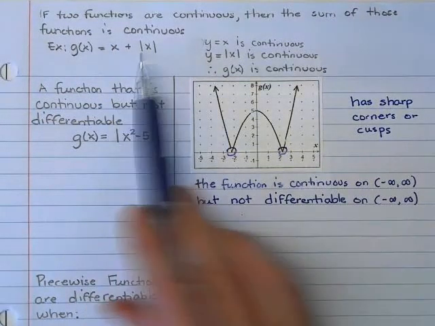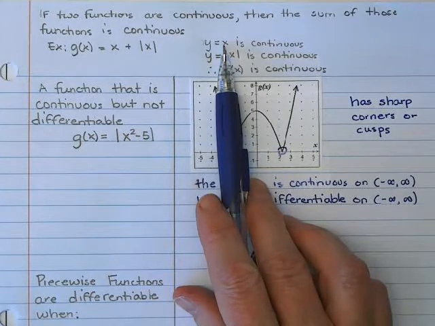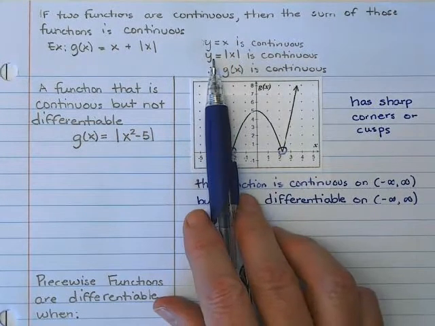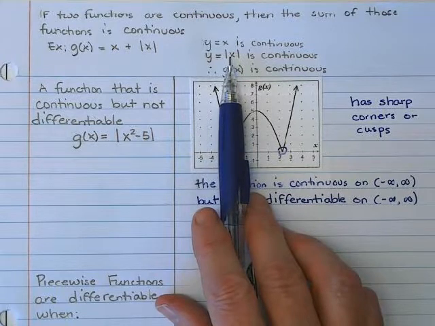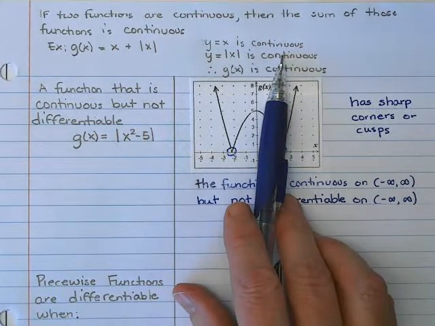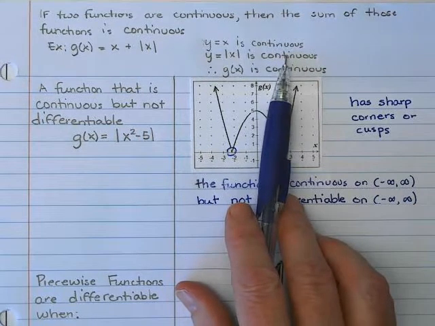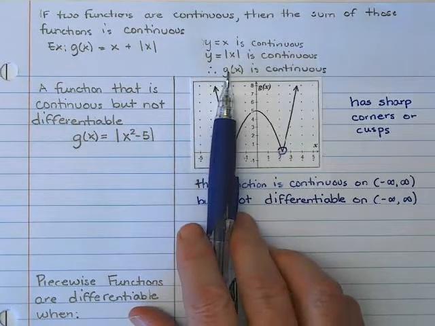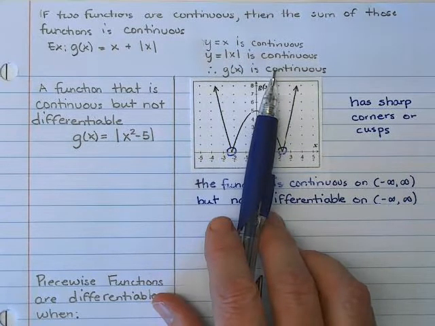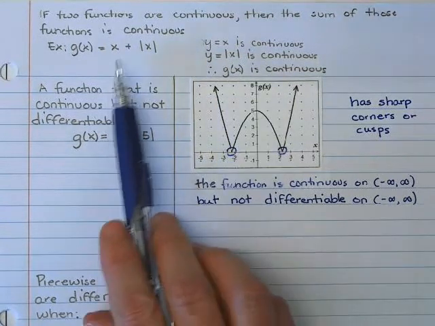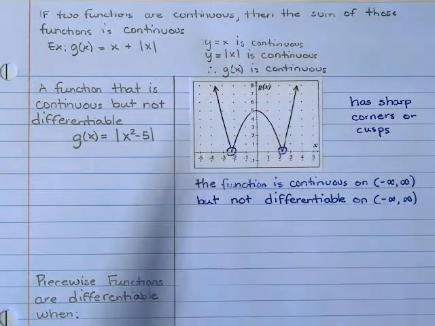So with this function right here, this is y equals x. We know that's a line. It's continuous. We know y equals the absolute value of x is a V. It's continuous. Now, we know it's not differentiable at that little corner, but it is continuous. So that tells me that this new function is also going to be continuous. Just keep that in mind, because that'll be one of the things that we have to check later on. And you're going to say, I know that this function's continuous because all of its pieces are continuous.